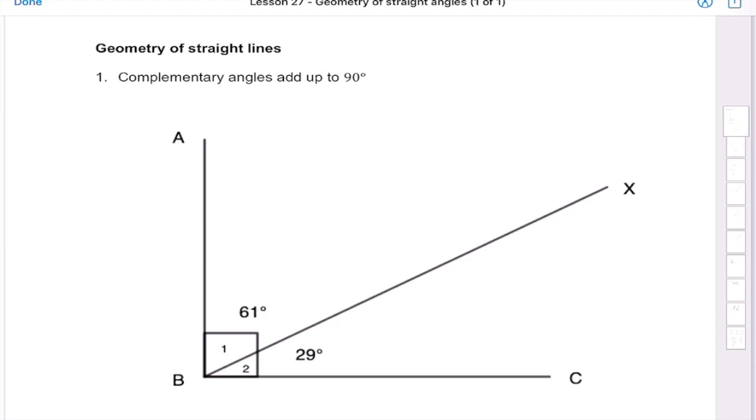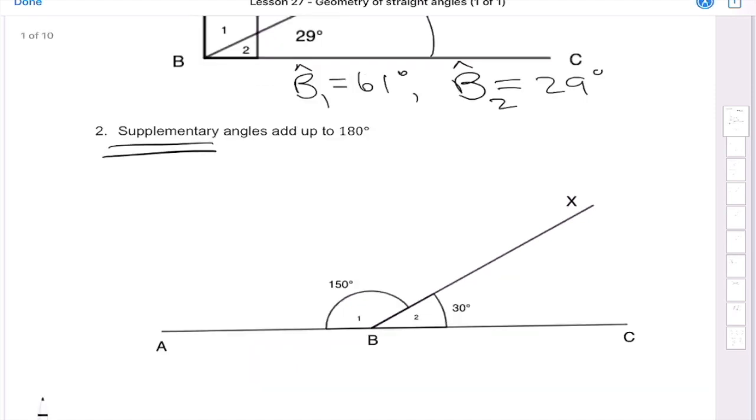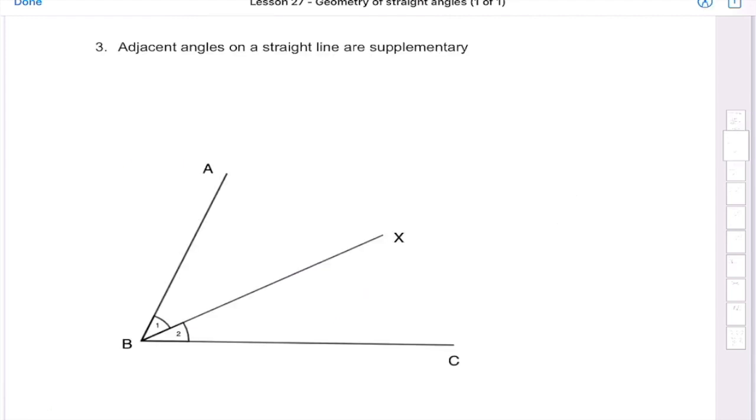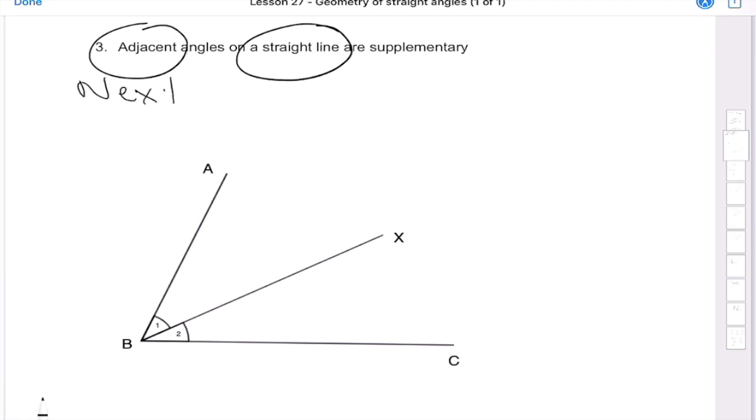Complementary angles are any two angles that add up to 90. Supplementary angles, again, are any two angles which will add up to 180 degrees. Then we have what we call the adjacent angles. I need us to look at adjacent angles on a straight line. The word adjacent means next to.